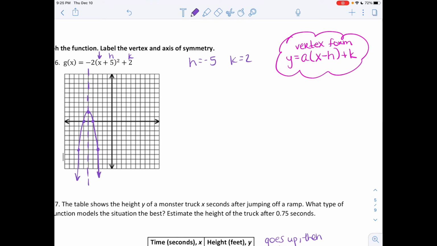And then the other things that we wanted to do are label the vertex and the axis of symmetry. We've already drawn them, but let's label them. (-5, 2) is our vertex, and our axis of symmetry is at x equals -5.